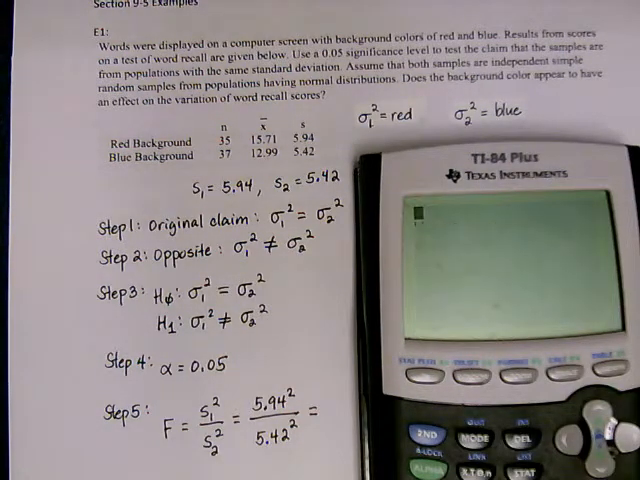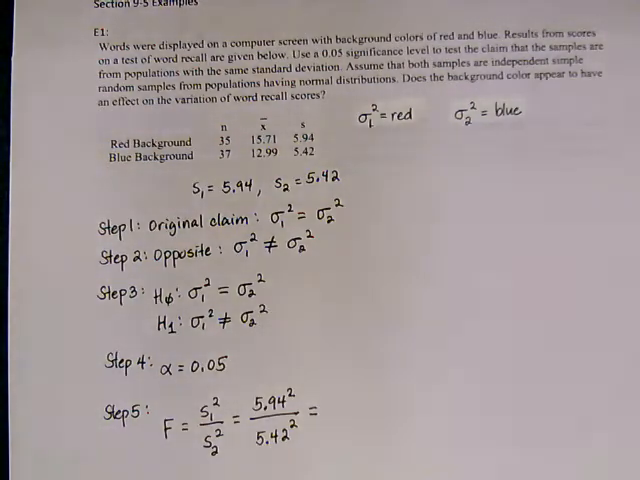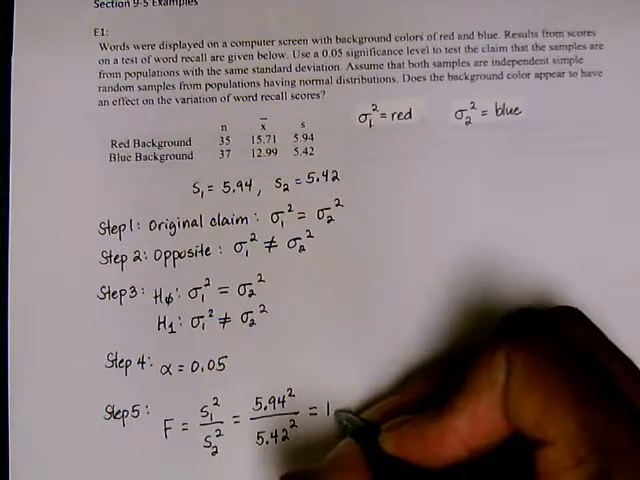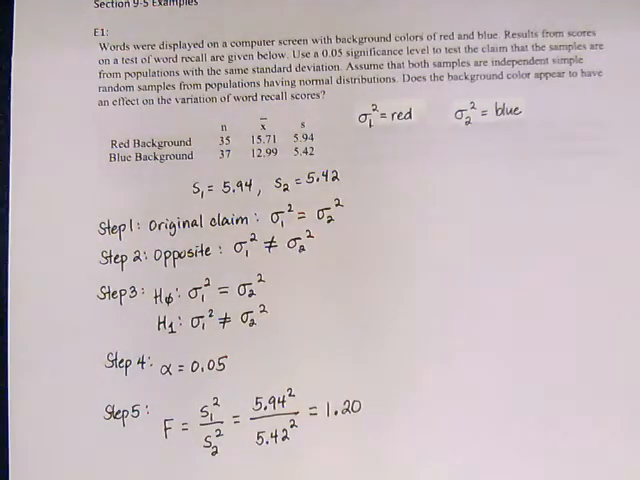This is just a simple division problem here. So if I do 5.94 and hit the x squared button to square it, then divide that by 5.42, and then hit the x squared button to square that, and then hit enter, I get 1.201086587. But if I round that off to 2 decimal places, that would be 1.20. So your F test statistic will be 1.20.